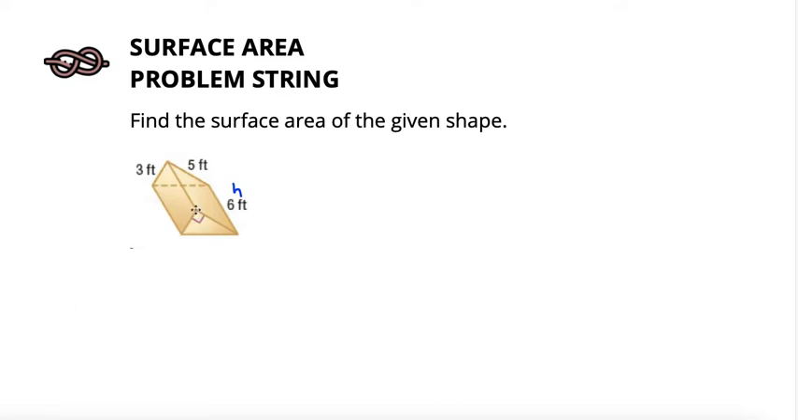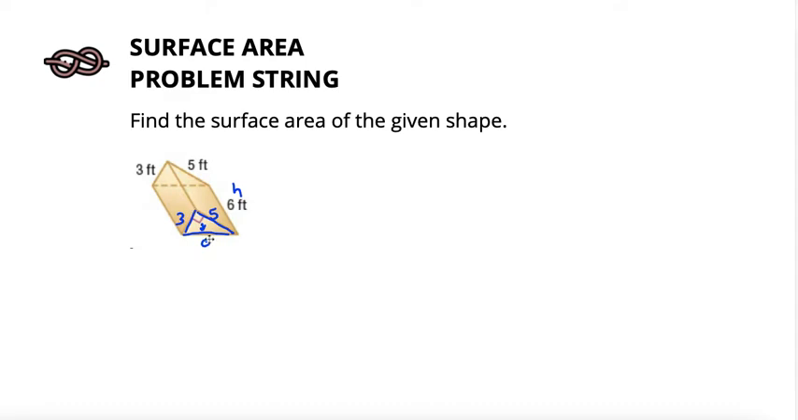So if I'm looking at this diagram, right here is the triangle base. This 3 feet refers to this edge right there. This 5 feet refers to that edge right there. We don't know what the length of this bottom is, but we can find it by using the Pythagorean theorem, or a squared plus b squared equals c squared. Remember that when we use the Pythagorean theorem, the side across from the right angle is always your c.